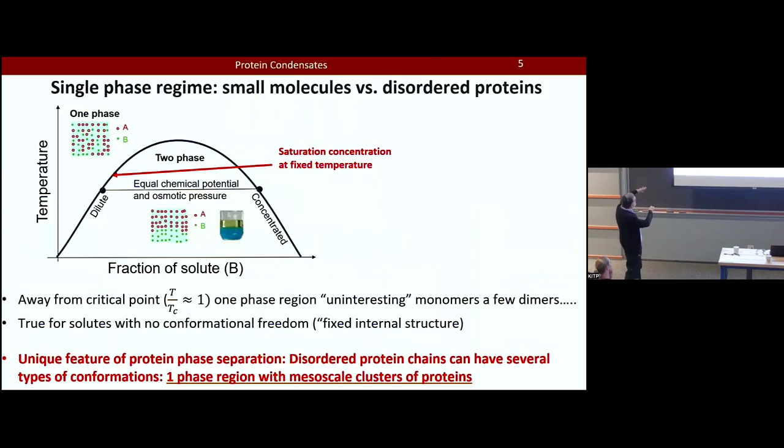All right, so this is just a schematic of a phase diagram where the x-axis is the fraction of solute and the y-axis is temperature, and you have two phases that can coexist if you are in equilibrium. This phase diagram defines the saturation concentration at any fixed temperature; in the one-phase region, you are below saturation and your system is not phase separated. Again, we're going to see that this very simple picture, where there's no reason based on statistical mechanics of simple solutions to expect very large clusters, might be different in proteins that can have several types of conformations at the same time in the same system. That can give rise to mesoscale structures, even in the subsaturated one-phase regime.